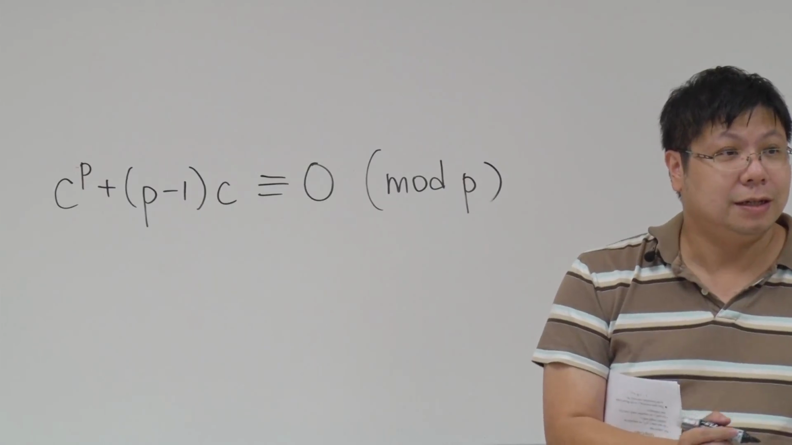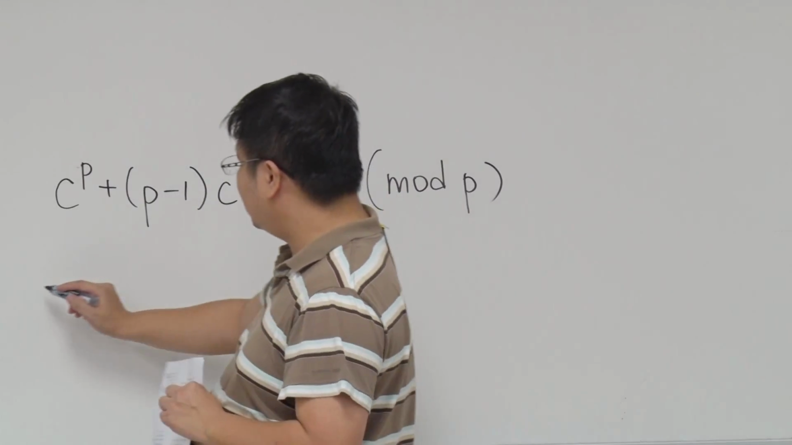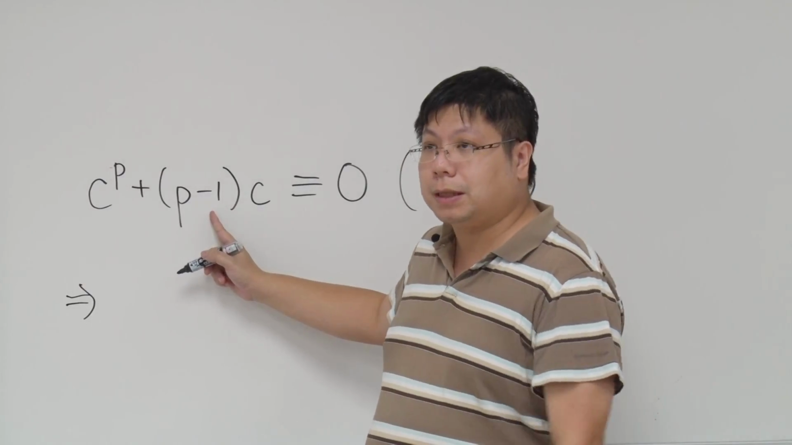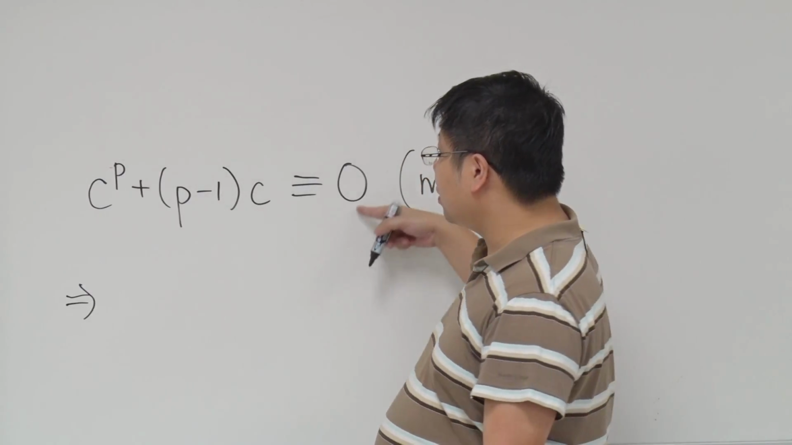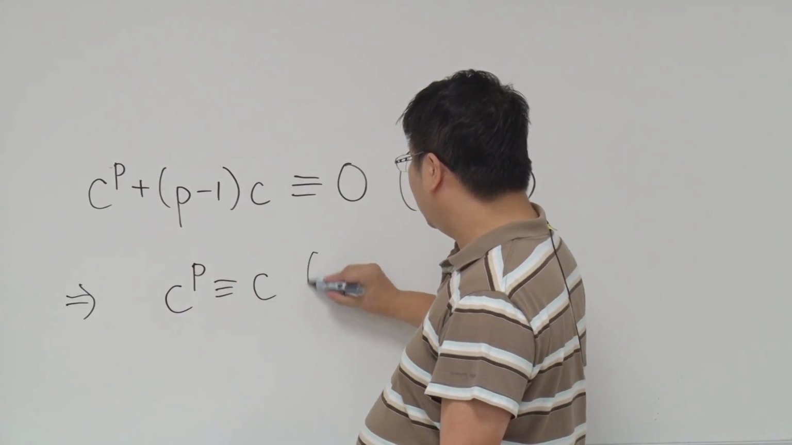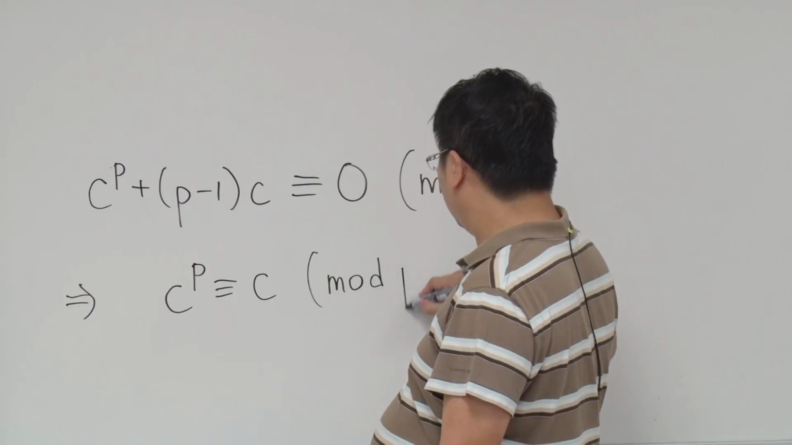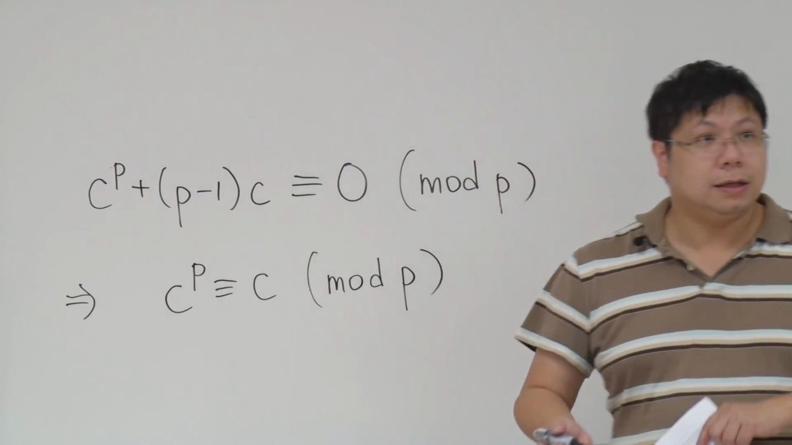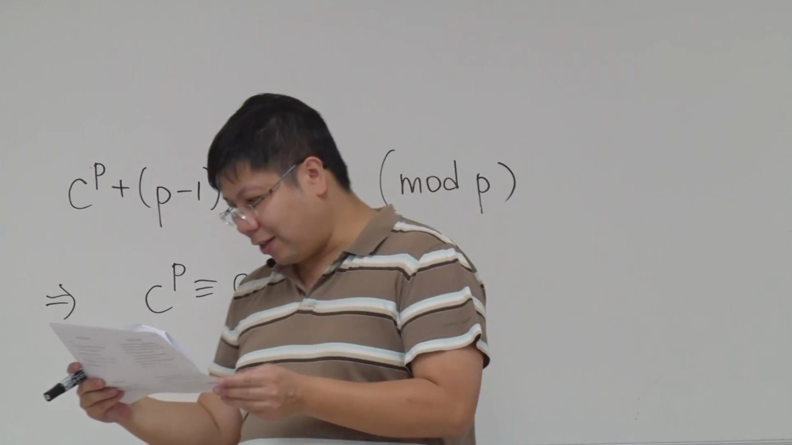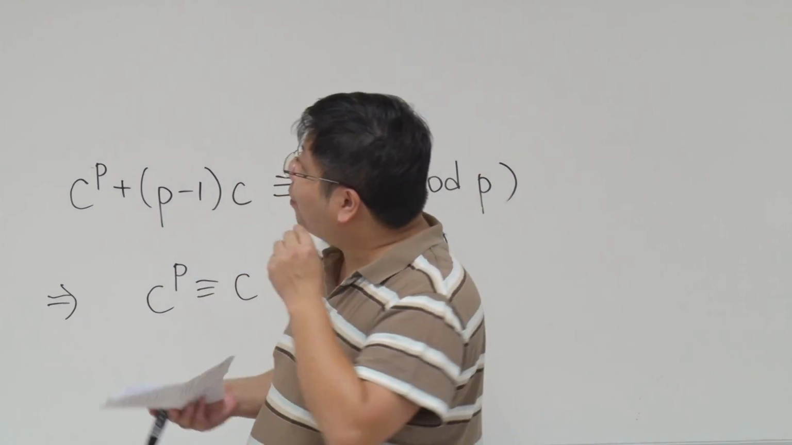Is that okay? So this implies what? Because this is modulo p, p minus 1 is the same as minus 1. So you put this on the right-hand side, and this implies c to the power p is equal to c mod p. Is that okay? So this is Fermat's little theorem. So if Burnside is correct, then Fermat's little theorem is also correct. Okay, good. I think this is interesting. Let's see one more example.